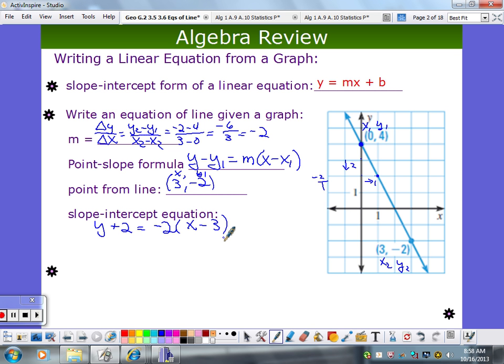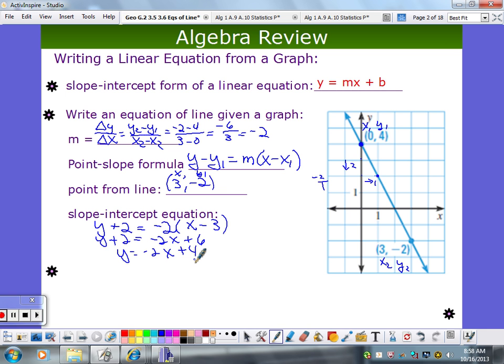So this is point slope form. If you just wanted the equation in point slope form, I can stop right now. Usually we go back into slope intercept form. So I'm going to do my distribution. Right, that's negative 2x plus 6. Subtract the 2. And I'm getting y equals negative 2x plus 4, which I believe is correct.